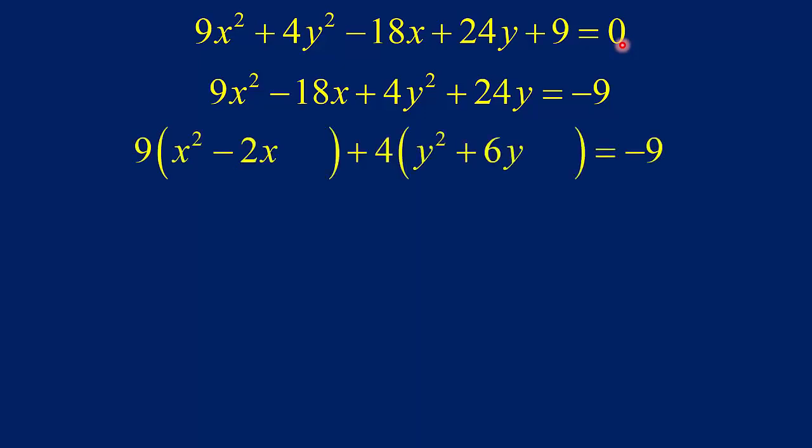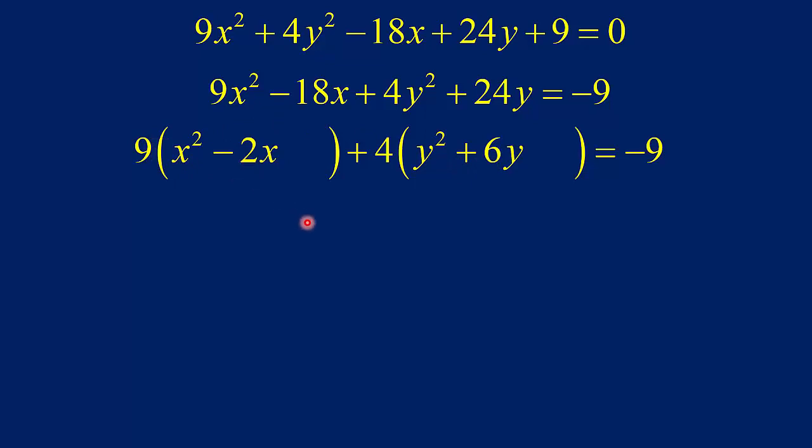Then what I want to do is group the x's together and factor out the coefficient of the x squared. That's the first step in completing the square for the x's. And I do that same thing for the y's. I just factor a y out. So notice here the y is factored out. If I distribute back through, I get 4y squared plus 24y. Over here, I get 9x squared minus 18x.